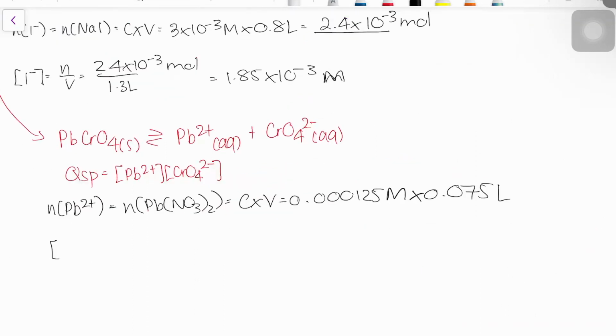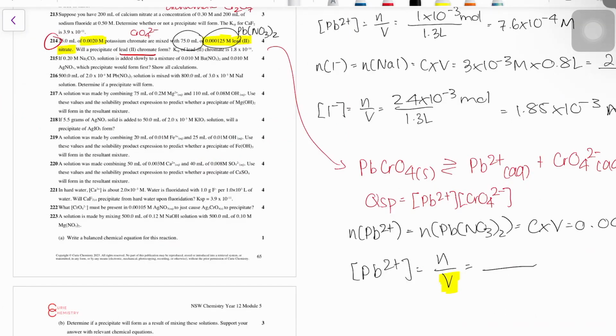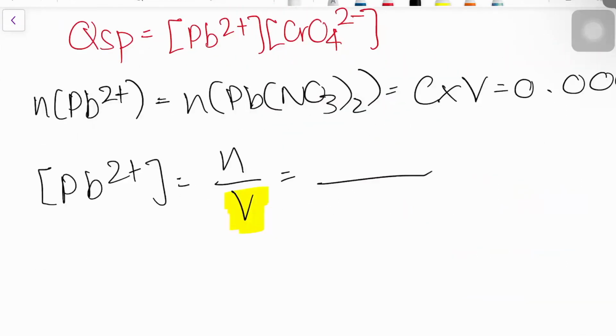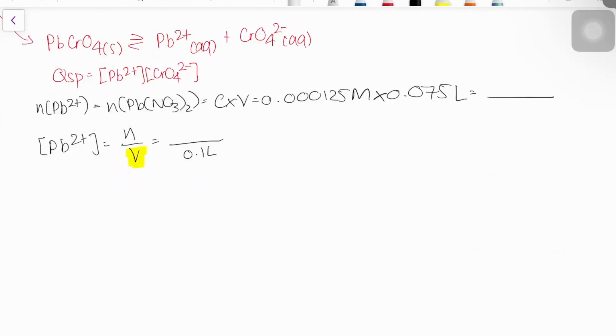And then I have to do the new concentration of Pb2+, which is n on V. What's my volume? Am I taking the same volume from before? I've now mixed the two solutions together. So I'm trying to calculate the concentration after I've mixed them together, which means when I do C equals n on V again, I'm taking my new volume. So it was 75 mL plus my 25 mL, which is 100 mL, but then what number do I actually put in? 0.1.